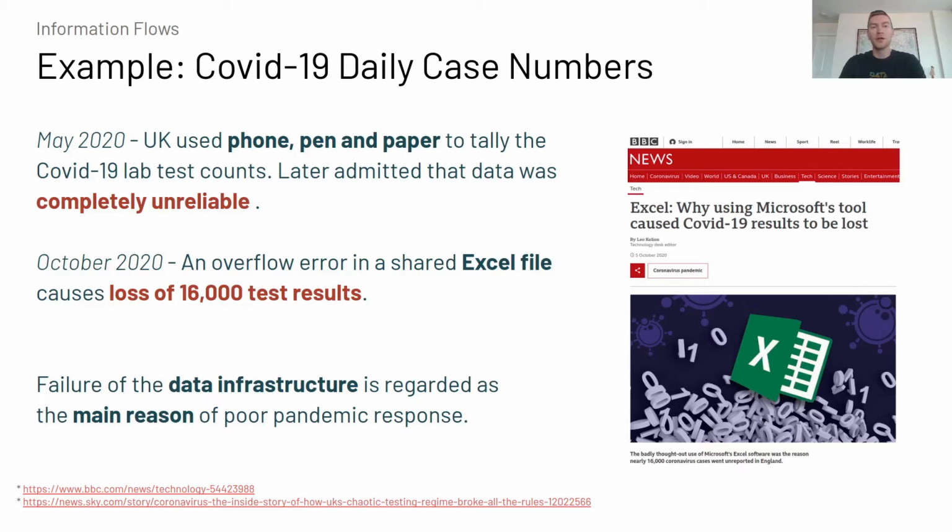In May in UK, they were still using phone, pen and paper to tally up the COVID-19 test counts across the labs. And government later admitted that there was a significant amount of double counting going on, and all those numbers should be considered completely unreliable and not used for research. In October, they switched to a shared Excel file to tally up the numbers, and when this file overflowed, it caused them to lose 16,000 test results, and this situation was unnoticed for over a week. So the failure of data infrastructure is considered as one of the main reasons for our poor pandemic response.